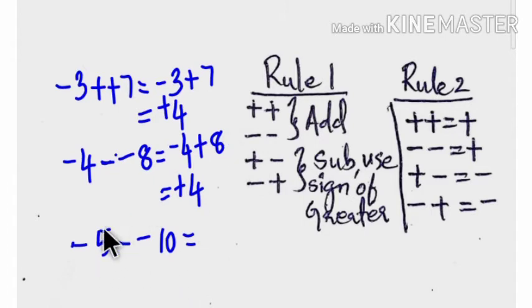Another example, minus 5 minus 10. Here firstly we need to convert these two signs into a single sign. For the two negative signs, we can convert them into a positive sign. So negative 5, instead of these two negative signs, we can use one positive sign, positive 10. Now the signs are different, so we should subtract the numbers. 10 minus 5 is 5. Sign of greater number is positive, so positive 5 will be the answer.